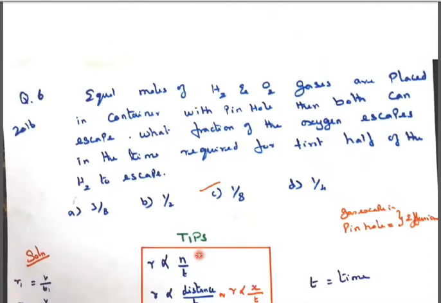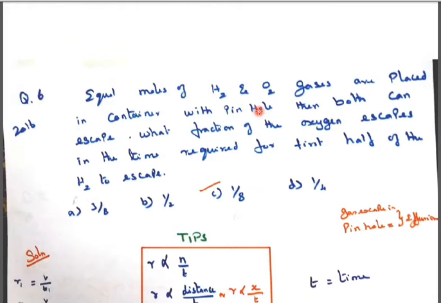Back to the next questions. The sequence of question is question number 6. Equal moles of H2 and O2 gases are placed in a container with a pinhole. Through the pinhole, the gases diffuse. It is called effusion, not diffusion.